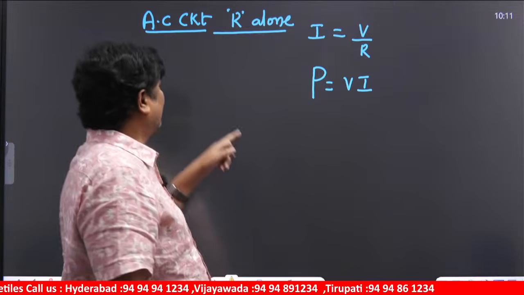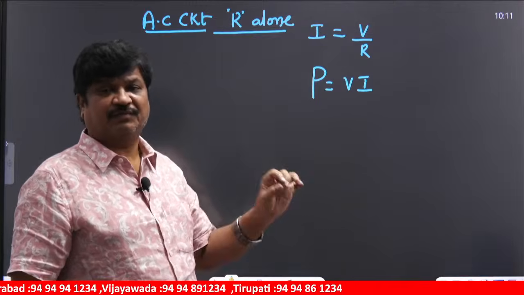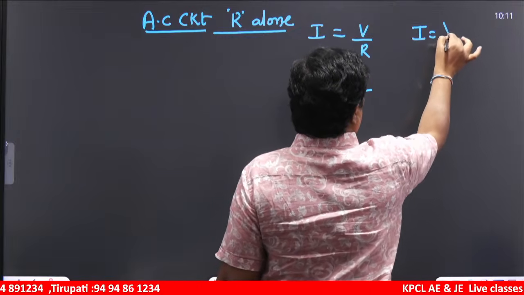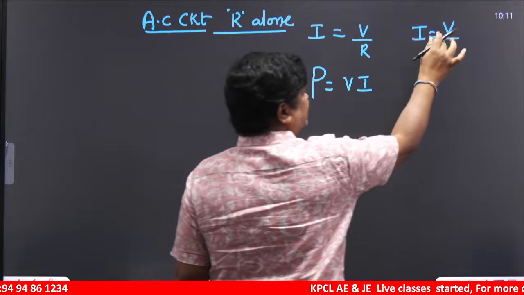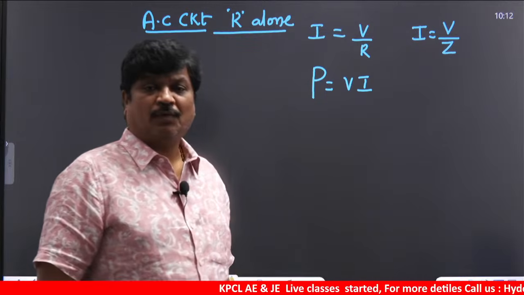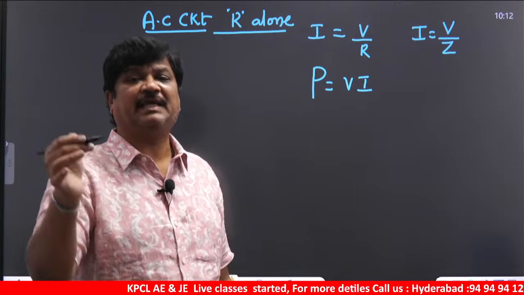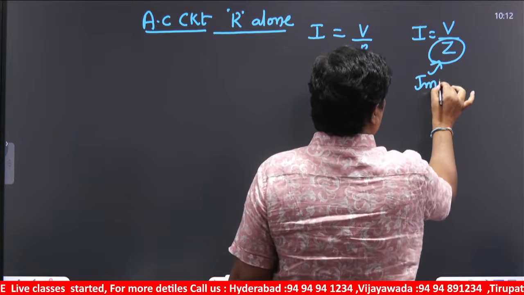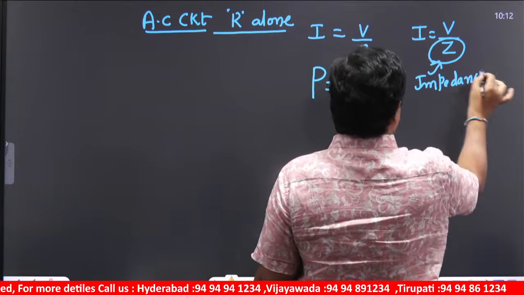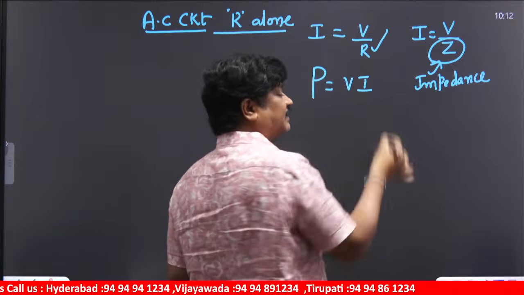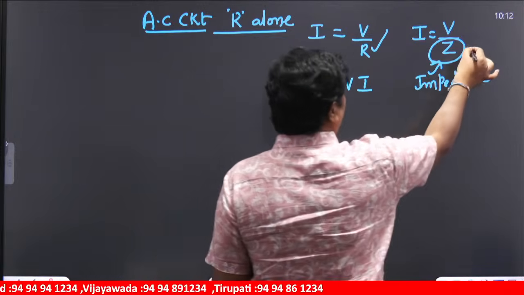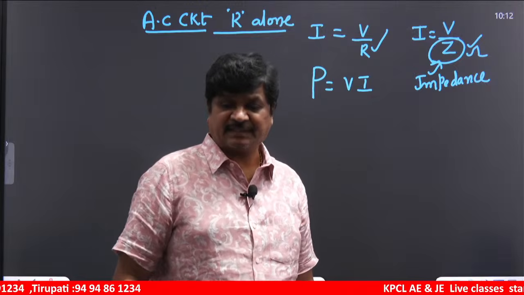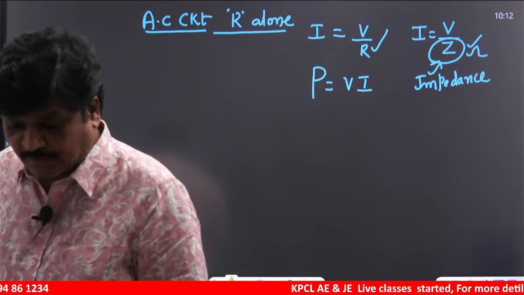But we are talking about AC circuits. Whenever it is an AC circuit, our current formula is I is equal to V by, not R, but Z. What is Z called? Z is nothing but impedance. So, what are the units for impedance? Whatever units are there for resistance, the same units will be applicable for impedance also. It is like a resistance in an AC circuit. Is it clear, all of you?